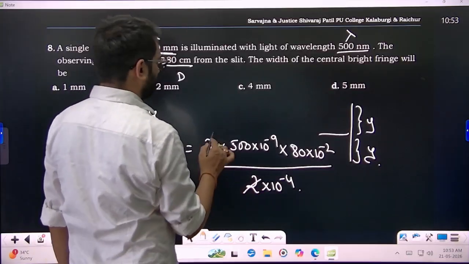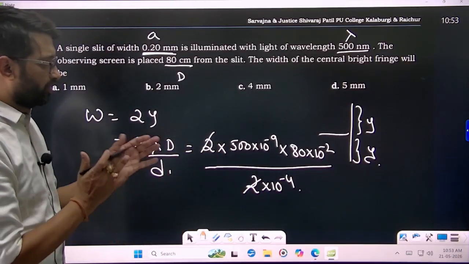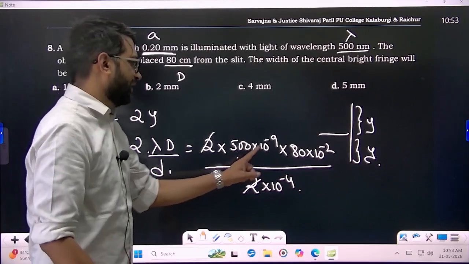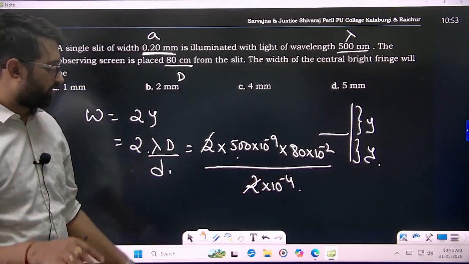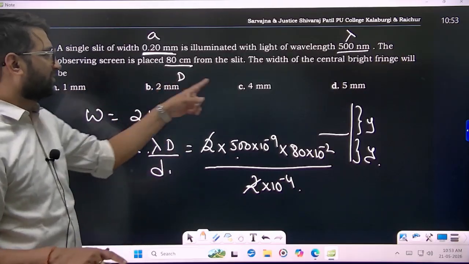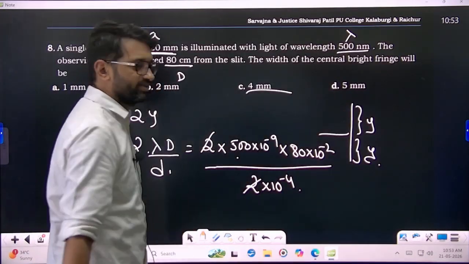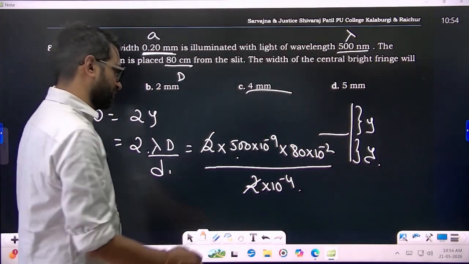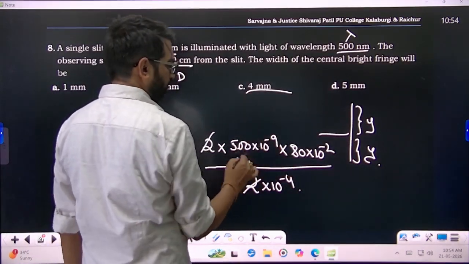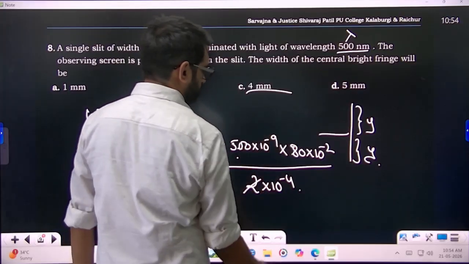So this and this get cancelled. You need not do all the 10 powers. 8 fives are 40. The answer should be the one with 4. In the options, only one has 4, so this has to be the answer. Otherwise you can check again: 8 fives are 40, 1 0, 1 2 3. So you are getting 4 zeros.